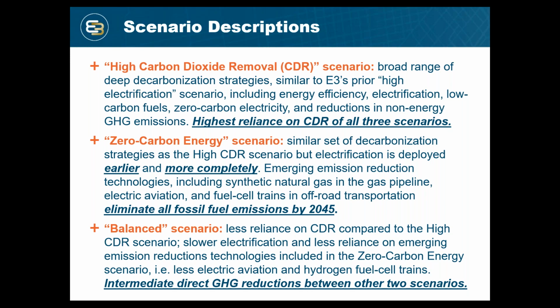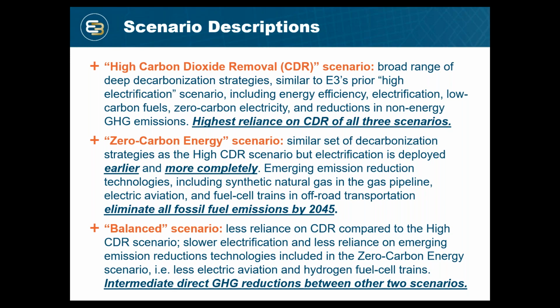So just a little bit more background about the scenarios. The high CDR scenario has a broad range of decarbonization strategies, including energy efficiency, electrification, low carbon fuels, zero carbon electricity, and reductions in non-energy GHG emissions. But as you saw on the previous slide, it has the highest resulting gross emissions from energy and non-combustion sources, and therefore has the highest reliance on carbon dioxide removal of the three scenarios that we evaluate.